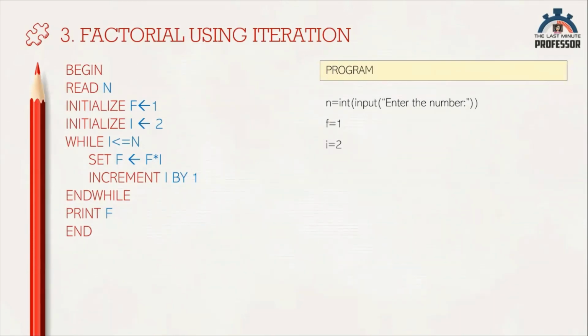So for this purpose, I'm initializing a variable i as 2. For multiplying from 2 to n, while this i value is less than or equal to n, followed by a colon, now what I'm going to do is find f into i and update it in f. Then increment the value of i by 1. So by the end of this loop, the factorial value will be computed and stored in the variable f. So just print f after the while loop.